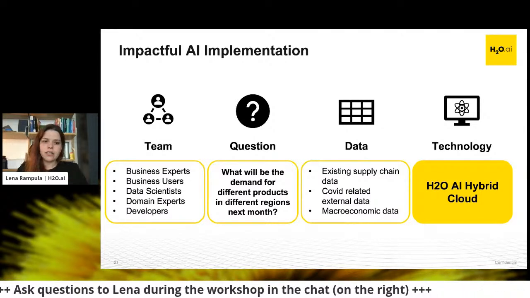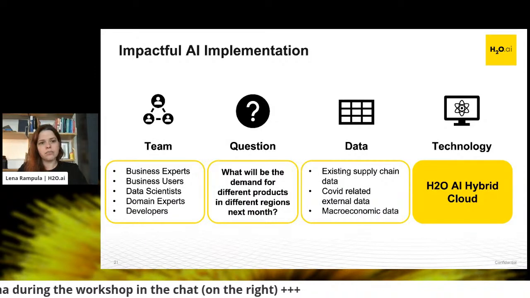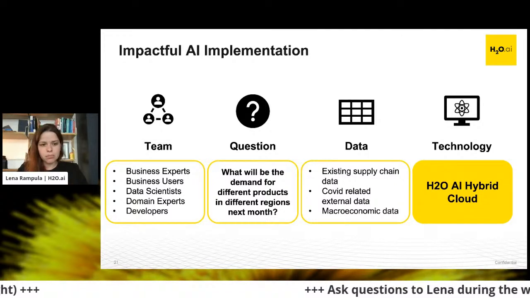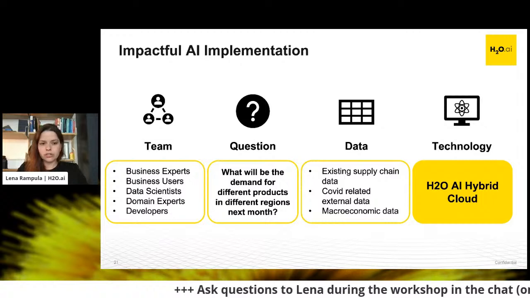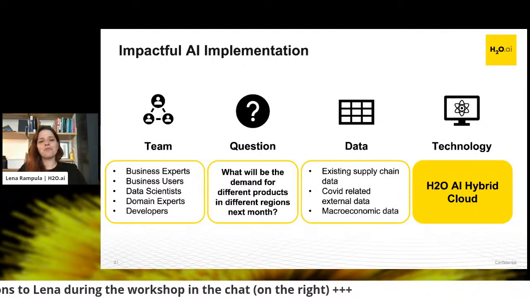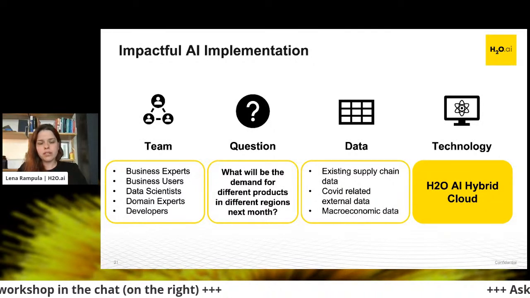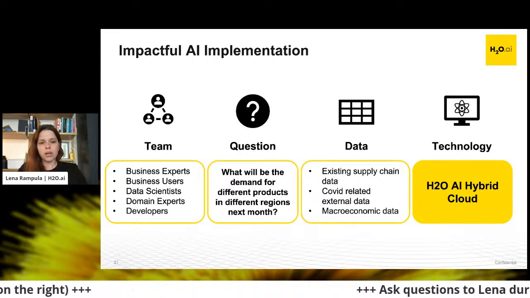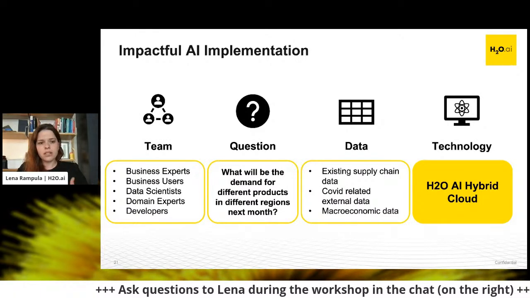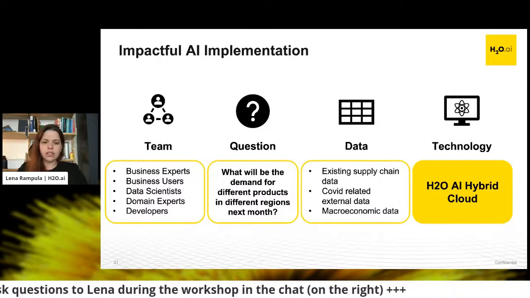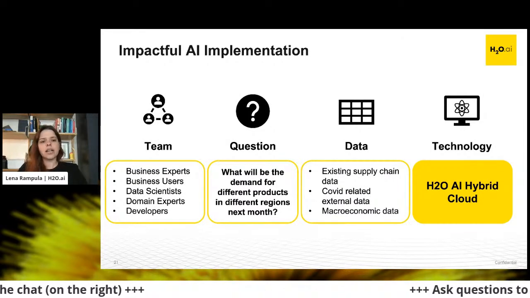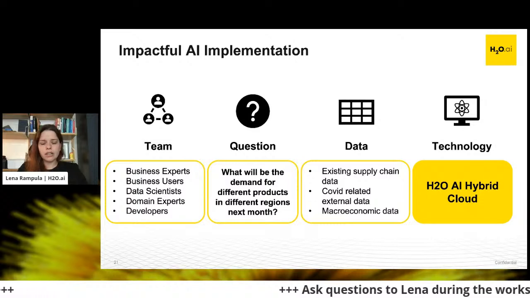And together as a team, we formulated the question that the AI project would be able to answer, and that is: what will be the demand for different products in different regions next month? So the business user needs to know today what the forecast for next month's supply chain would be, what the forecast for the demand in different regions and products would be. But they need to do that on a daily basis. So every day that forecast may change and they would have to react to that change immediately. So this had to be an application that would be readily available, with real-time changes and so on.